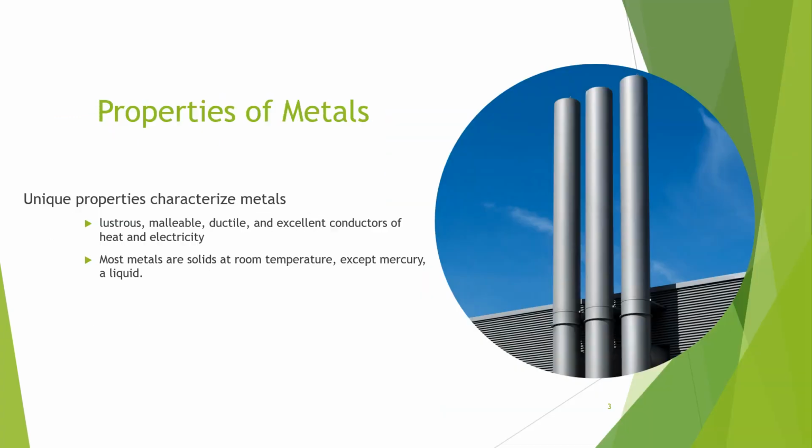Let's go to the next slide. Before we get to know about the properties of metals, let's see what are called metals. Those elements which form positive ions by losing electrons are called metals. For example, copper, iron, aluminium, sodium, etc.